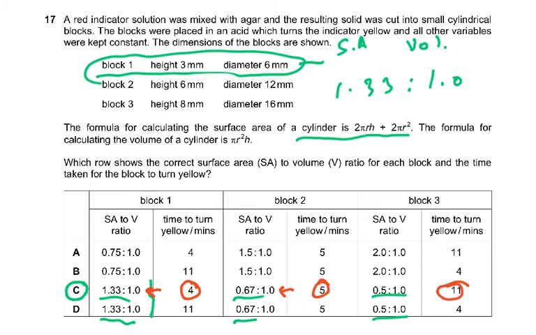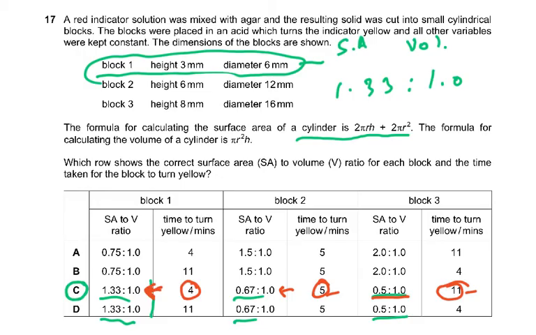So it should have taken the least time in the one in which the surface area to volume ratio is the highest, 1.33 to 1. Then it decreases to 0.67 to 1, and then 0.5 to 1. So it should have been 4. If it took 4 minutes here, it would take more time here, 5 minutes, and of course this would take 11 minutes. So this is how it was easy to figure out that the larger the surface area to volume ratio, the less time it takes to change color. So 1.33 to 1, 0.67 to 1, and 0.5 to 1. You can see how the surface area to volume ratio is changing in the three blocks.